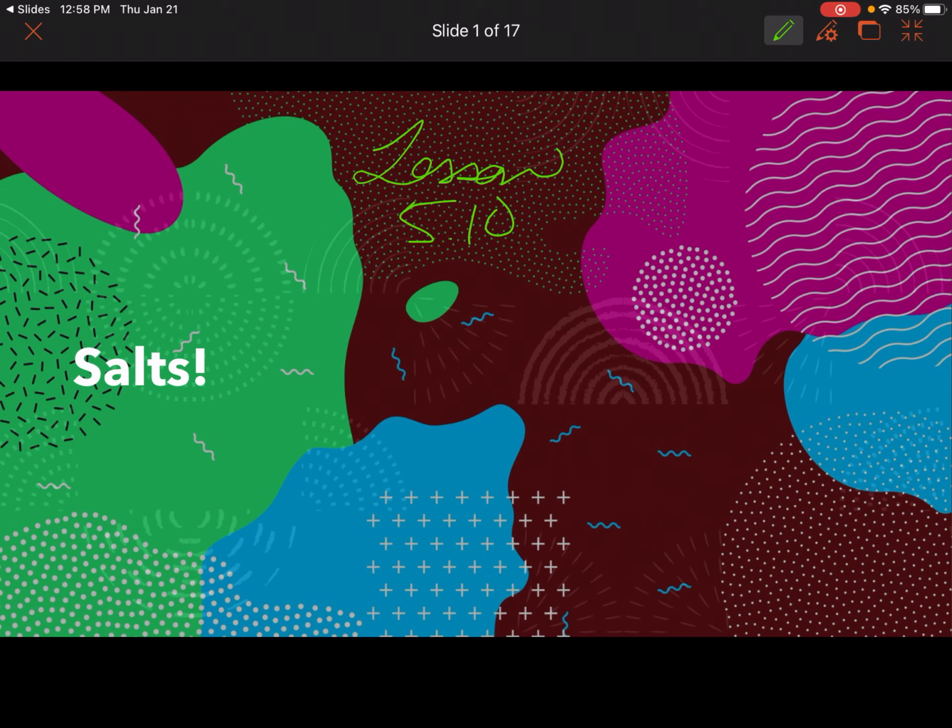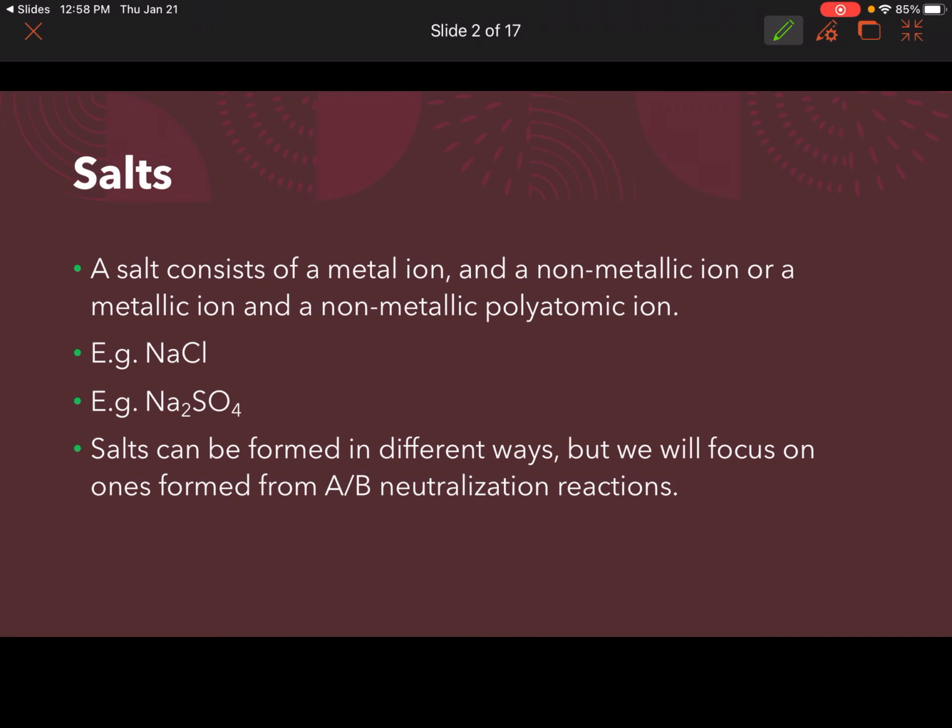So this is 5.10. We're going to be talking about salts as well as titration curves. So we'll add in a little thing at the end here too. Okay, so lesson 5.10. Okay. Oh, there we go. Sorry. Okay, so salts. Now you have the handout for this already.